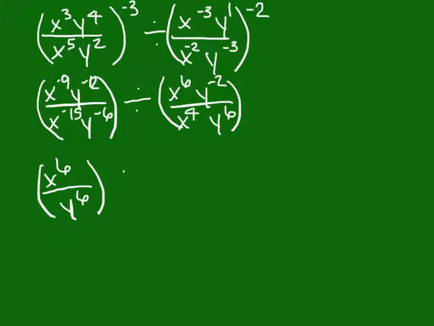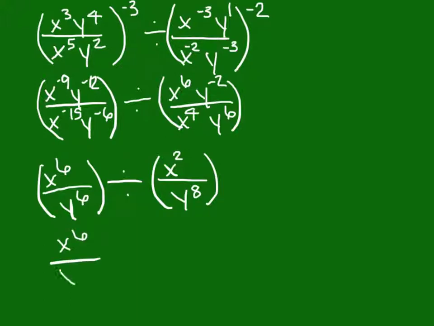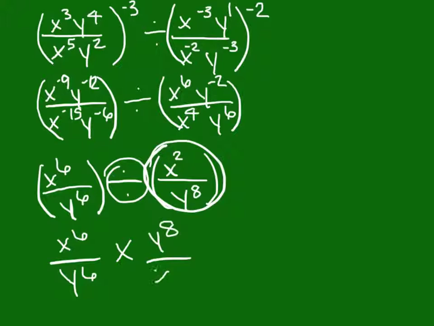For now, we'll still keep the division sign and simplify what's in the second set of parentheses. There are 2 more x's on top than there are on the bottom, and there are 8 more y's on the bottom than there are on the top. So when it comes to dividing the two fractions, now that they're completely simplified, we keep the first set the same, so that's x to the 6th over y to the 6th, change the division to multiplication, and take the reciprocal of x squared over y to the 8th, which becomes y to the 8th over x squared.